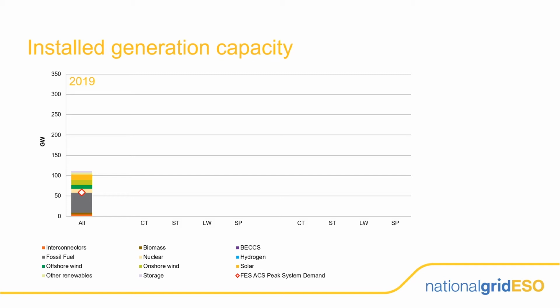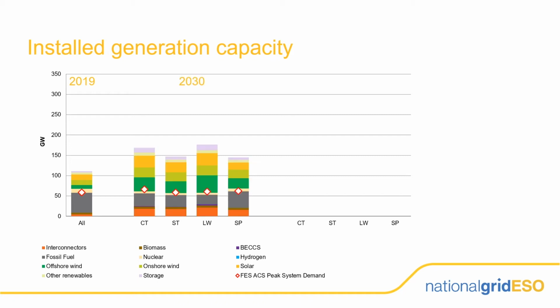scenario. Now, I'm not going to cover flexibility in detail in this session as we have a separate session this afternoon. In 2019, alongside the renewables and nuclear, there is a large amount of fossil fuel plant. This is shown in grey. By 2030, we see this starting to reduce, and it's replaced by strong growth in interconnection, that's shown in orange, and renewable generation, shown in green, lime, and yellow for offshore wind, onshore wind, and solar, respectively.